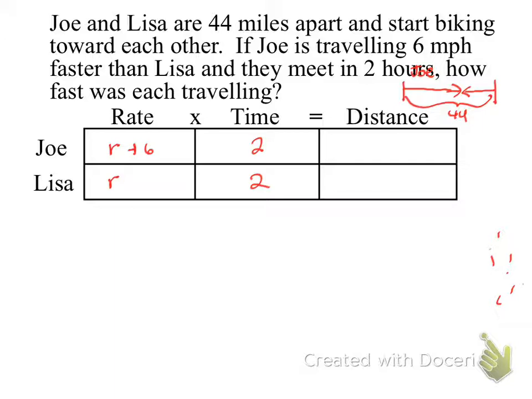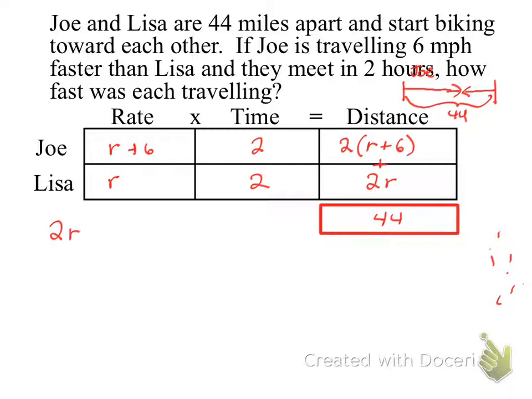So we have to add another box here for a total. And that would be what? 44. So now what am I putting in that top row, the upper, let's go Zach. For Joe, it's 2 times the quantity of r plus 6, and for Lisa, it's 2R. Now, what is our equation? Yep, Oliver? 2r plus 2 times the quantity of r plus 6 equals 44.